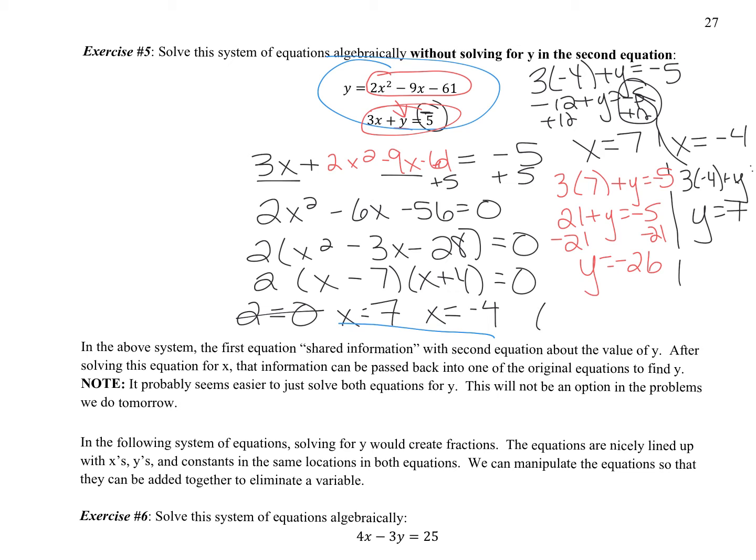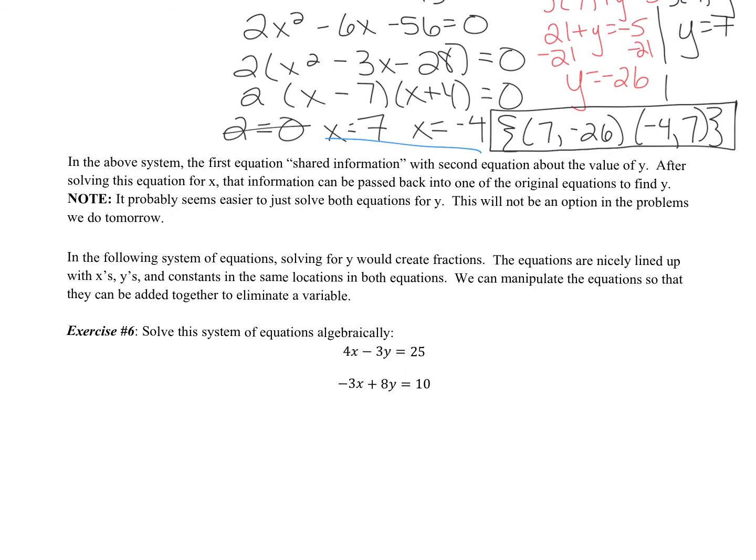So my two answers are (7, -26) and (-4, 7). Remember, though, it looks like 4 answers because I have 4 different numbers, but that's 2 answers with 2 parts each. So to summarize, in the above system, the first equation shared information with the second equation about the value of y. After solving this equation for x, that information can be passed back into one of the original equations to find y. It probably seems easier to solve for y, as we said, but in the problems we do tomorrow, we won't be able to do that.